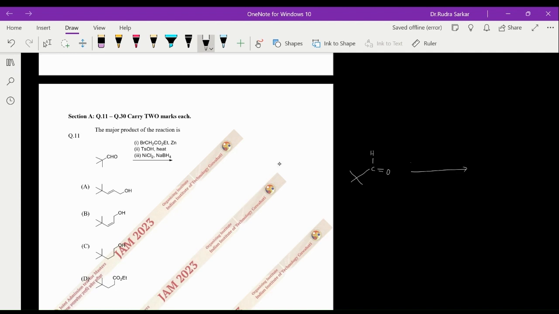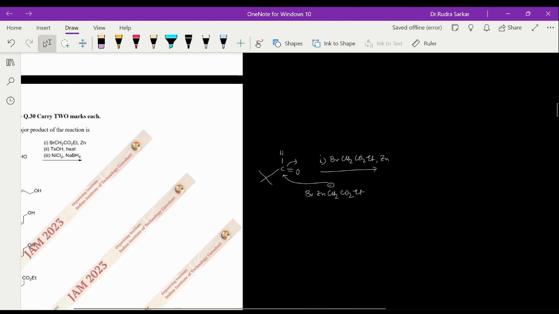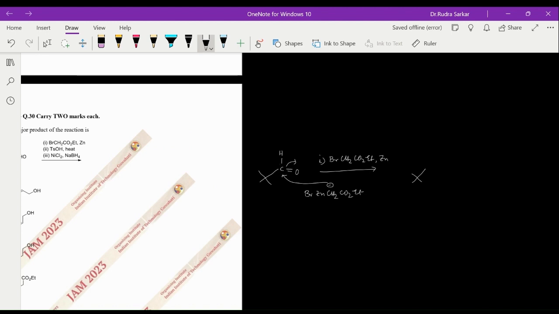So we would think that when we have BrCH2CO2 along with zinc, in the intermediate state, CH2CO2 this type of an organometallic reagent will be formed, and that would make a nucleophilic attack on the carbon, cleave the carbonyl bond, and so the intermediate product that will be formed will be having the structure as follows.